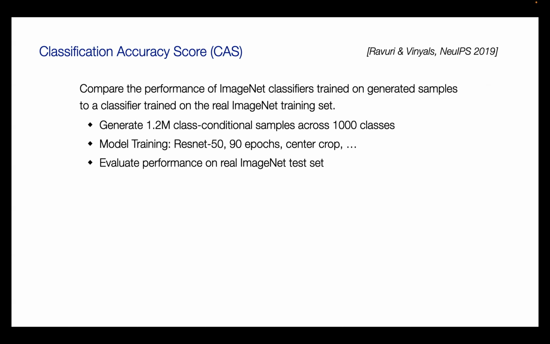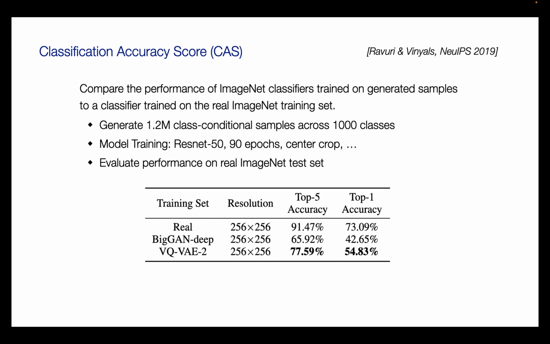And the protocol involved using a ResNet 50 trained for 90 epochs, I think it was, using center crops, etc. So that you were always doing an apples to apples comparison between models trained on real data and models trained on synthetic data. And when they applied this to what were at the time the state-of-the-art models, they got somewhat disappointing results.